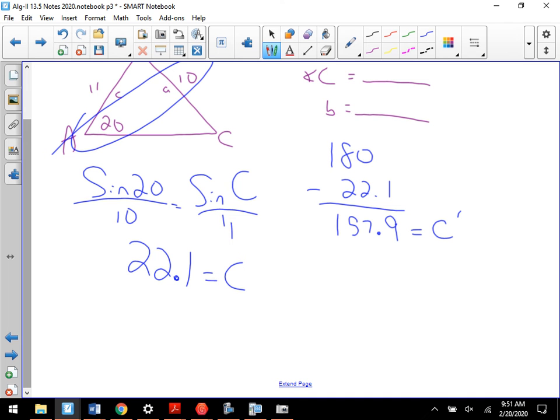So once I figure that angle, I take the original angle, which was what? A given angle, excuse me, 20. I add 20 to this. I get 177.9. Is that above or below 180? Below. That means you have? There you go. Yeah.